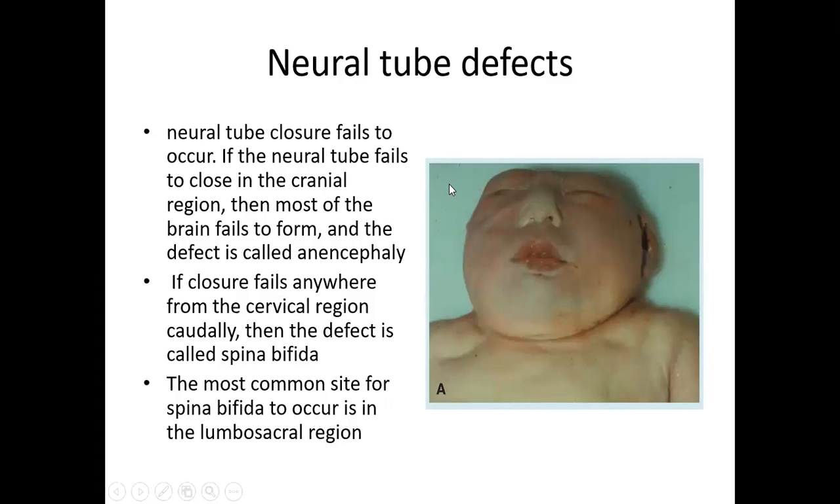If the neural tube fails to close in the cranial region, then most of the brain fails to form, and the defect is known as anencephaly, as depicted over here. If it fails to close anywhere from the cervical region caudally, then the defect is known as spina bifida, and this defect of the lumbosacral region is the most important defect. So we have a model over here. We will shortly post a video of all the embryo models related to your embryology.